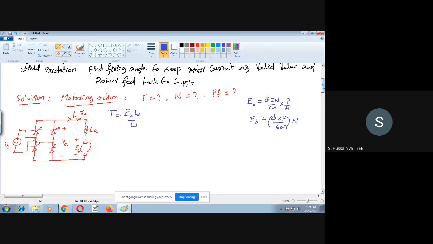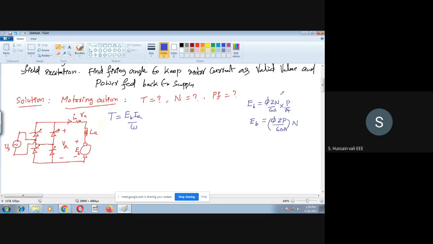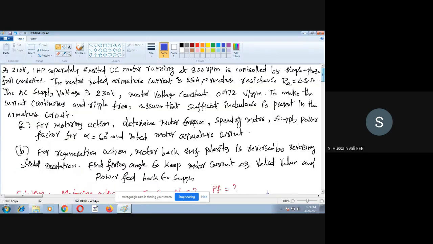Now coming to the data he has given. To solve this, we will go with the data given. He said a 210 volt, 1 HP separately excited DC motor running at 800 RPM is controlled by a single phase full converter. The motor rated armature current is 25 ampere. Armature resistance RA is equal to 0.5. The supply voltage is 230 volts. Motor voltage constant is 0.172 volt per RPM.